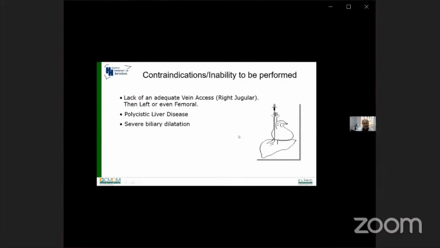But in this slide, I summarize some of the potential contraindications. Of course, the fact that we can puncture the biliary tract, which we will see later as a potential complication of the procedure, or that we can puncture and promote bleeding inside a polycystic liver disease. Probably these are the two main contraindications. Also, if we think that there is a tumor that we can spread into the vasculature, probably these are also potential contraindications to the procedure.